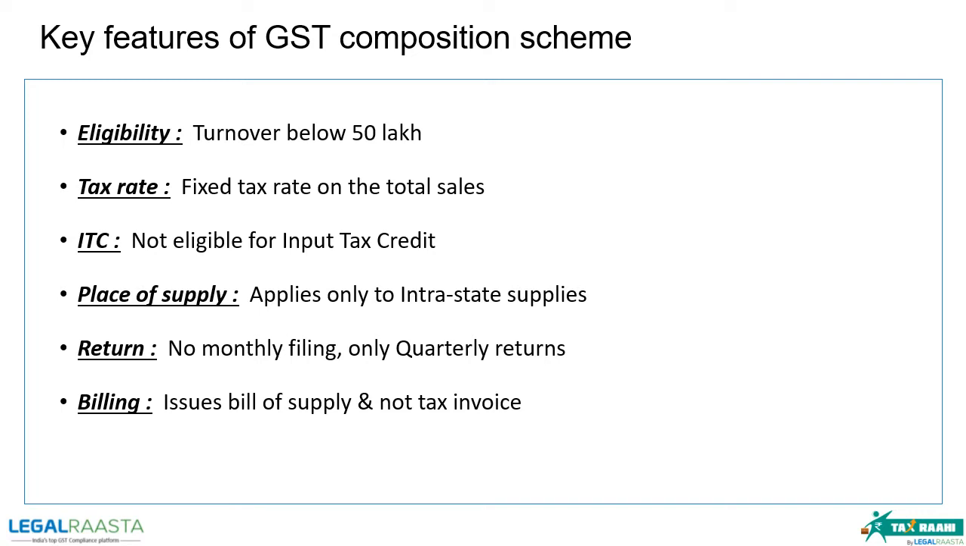Taxpayers registered under this scheme will be required to file returns once every quarter. They issue bill of supply instead of tax invoice, and if a person is found not eligible for this scheme, then the tax authorities can impose a penalty on him.